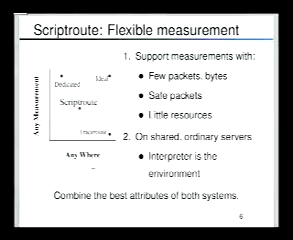So we want to provide something that's a little bit more flexible. Scriptroute is designed to support measurements that use few packets, few bytes. They're lightweight, that is. They send safe packets. You can send anything you want, but we're going to try to make up a rule set that defines what things we don't want you to send. So, for example, IP broadcast packets, we wouldn't want people launching Smurf style stuff from here, or spoofing a source address, whatever. And they use little resources. That is, I don't think there are really any tools out there that do something very complicated with the responses that they get back, but there it is anyway.